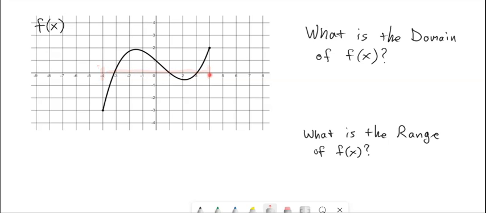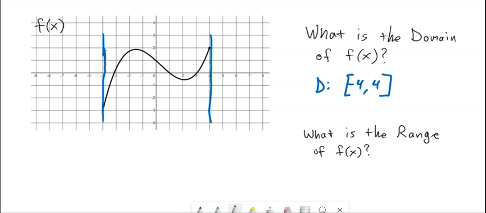Here's how we can identify the domain. We can draw vertical lines that contain the whole graph between -4 and 4, and so the domain is going to be from -4 up to 4.